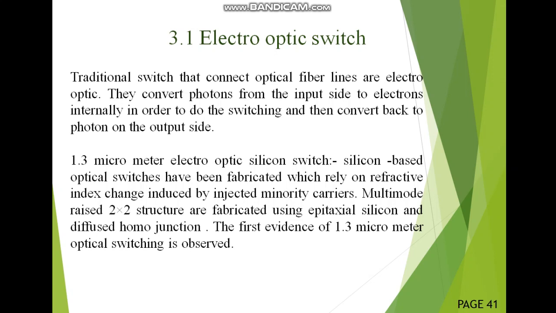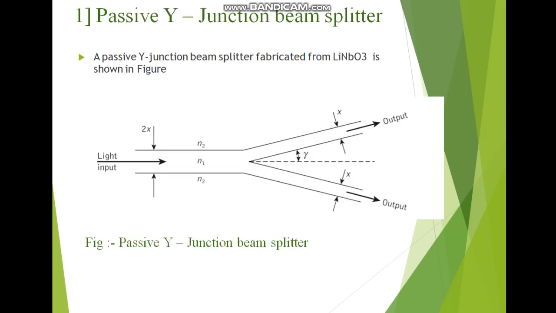Now we will study various types of electro-optic switch. First I will discuss the passive Y-junction beam splitter. It is a type of coupler, but to design an electro-optic active switch, I will require this passive Y-junction beam splitter. So first I will discuss that, then we will continue with the electro-optic switch.